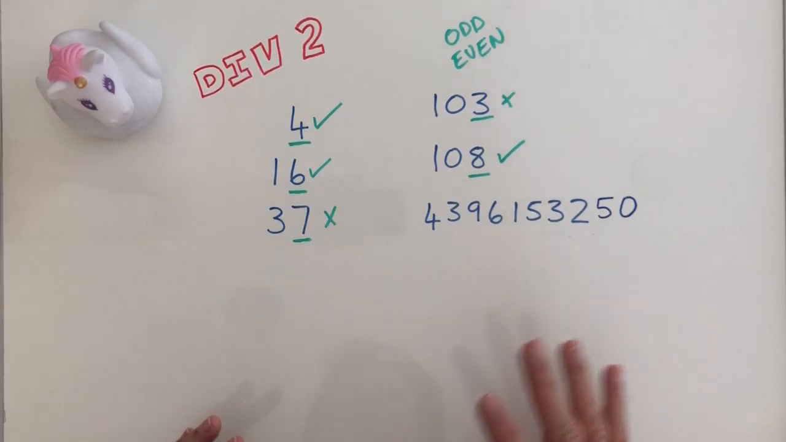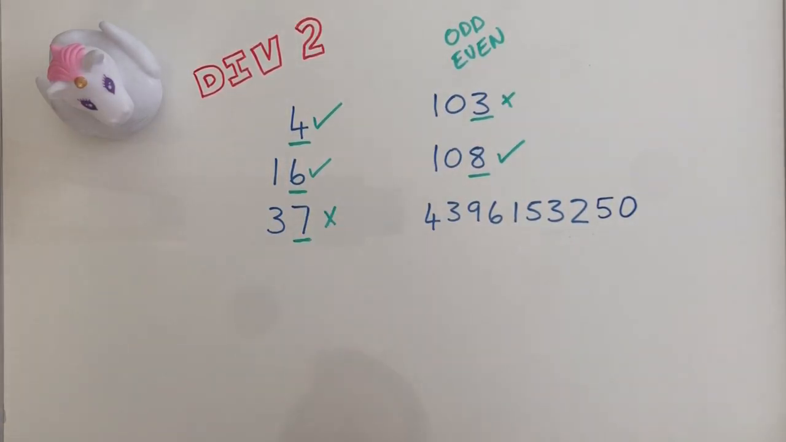I know it's a very short, simple video. It's going to be more important when we look at divisibility by 6, because then we have to test for divisibility by 2 and 3, but more of that in the next video.